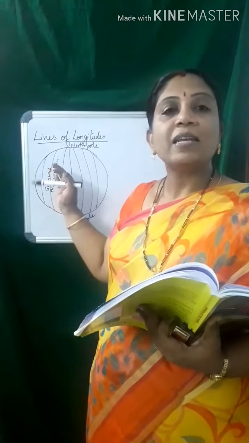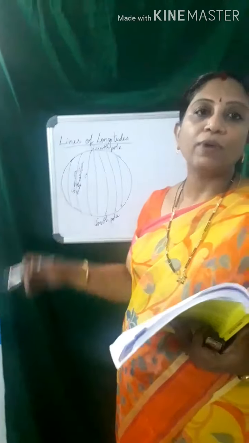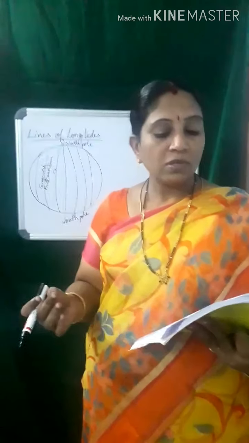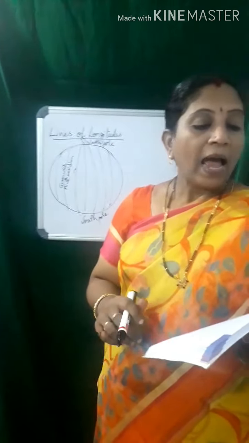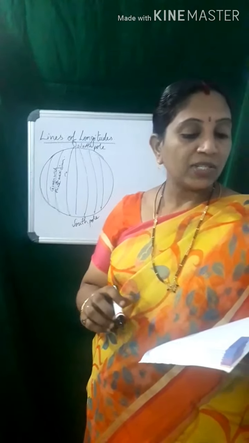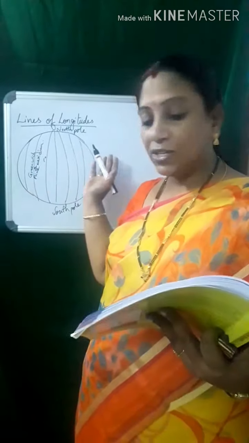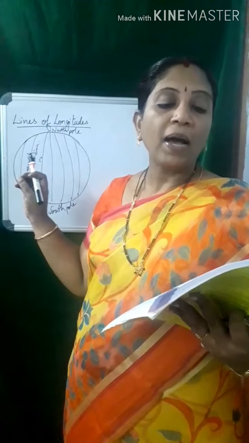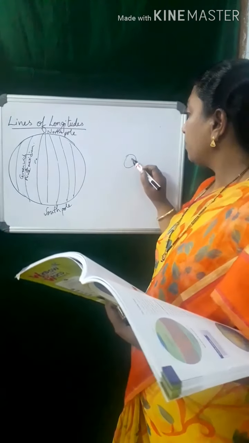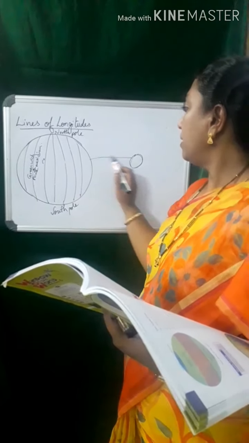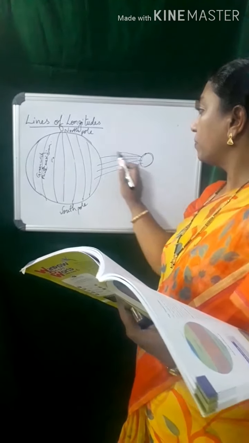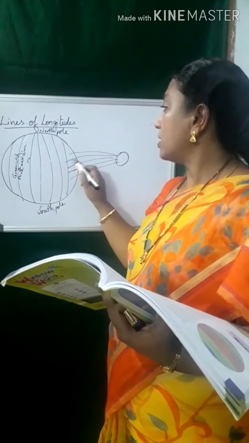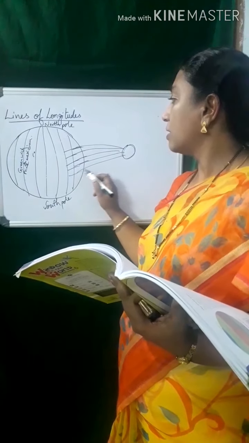After this, using these lines of latitudes and longitudes, we will be knowing about local time, standard time, time zones and Greenwich Mean Time. As the Earth rotates from west to east, the direct rays of the sun fall on each meridian one by one. Suppose this is the sun and it falls directly on the meridians.